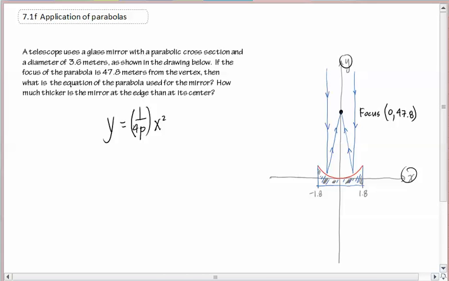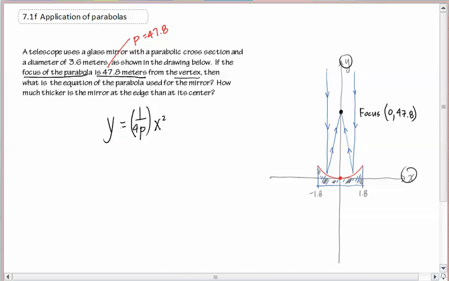It says that the focus of the parabola is 47.8 meters from the vertex. I'm going to put a red dot at the vertex, and they say that the distance between the red dot and the black dot is 47.8 meters. If you look at the other numbers on this drawing, you're going to see that it's not drawn to scale, so perhaps there should be a little note, not to scale. But nevertheless, this right here is our p. The distance from the vertex to the focus is 47.8.